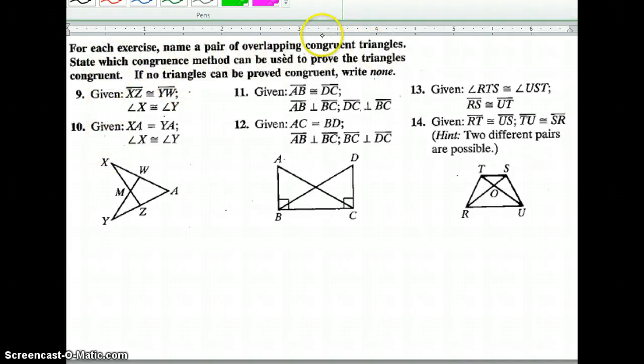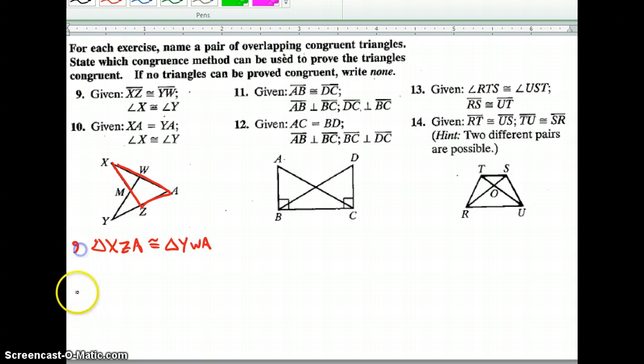It says overlapping congruent triangles. So in this one, I'm not going to say XMW and YMZ because those aren't overlapping. I need stuff like XZA. Like this one kind of here. You see these kind of things a lot. And the other one might be, okay, if it's X to Z to A, it'd have to be Y. Z in one triangle would be W in the other triangle, and A is the same.